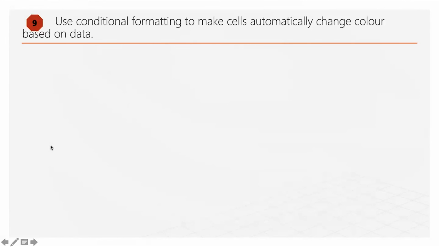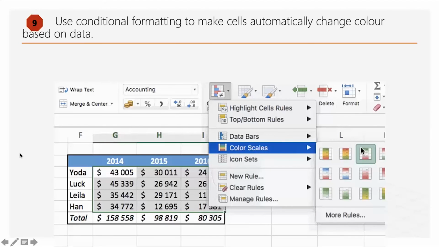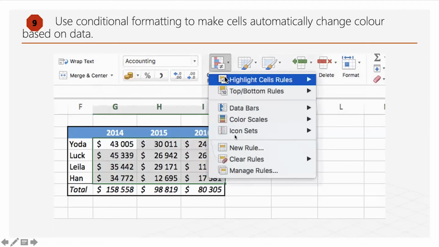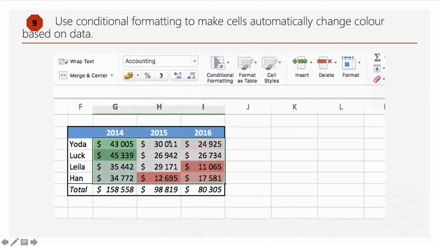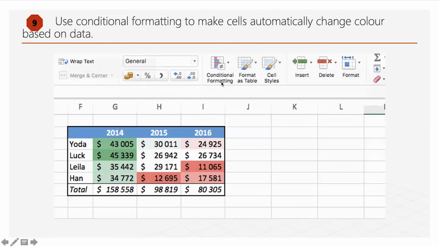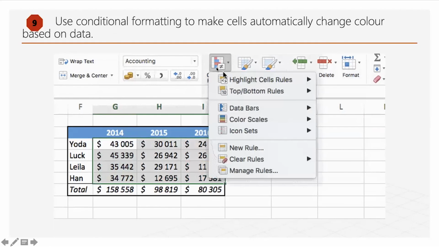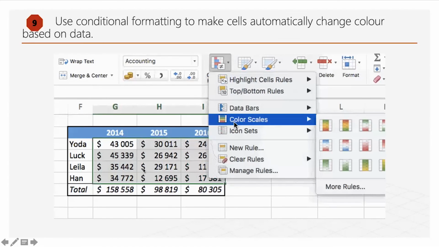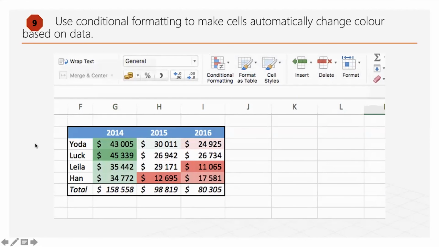Use conditional formatting to make cells automatically change color based on data. As I told you before, you can format your cells by including colors. If you want the highest number in red and the lowest value in yellow, those options can be selected here in conditional formatting. In the ribbon you will find conditional formatting, so you can select and choose your own colors, right? The next one.